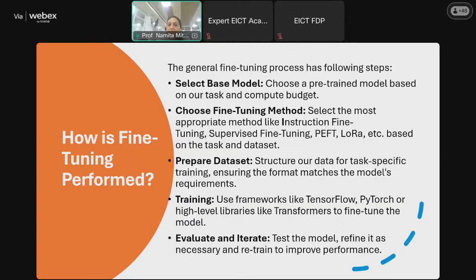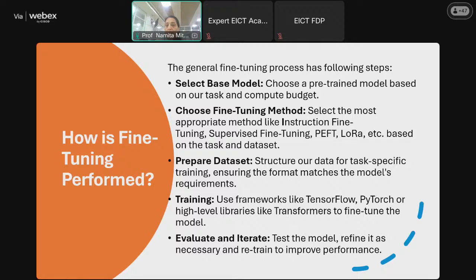Now, what are the steps by which we do the fine tuning? So first of all, we need to select the base model. Which model is best suited, that we have to compare. We have to compare the best model according to the task, that is the objective, and the budget. Every pre-trained model may not fit our budget. Budget means cost, in terms of the number of GPUs, memory, and the size of the data it can take.